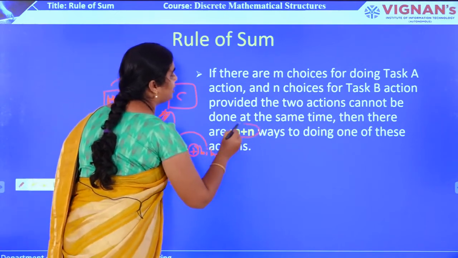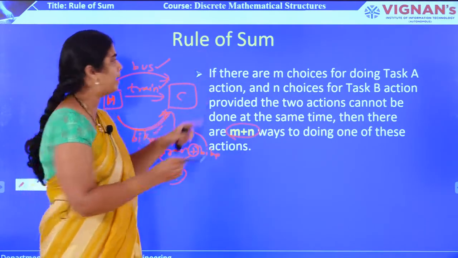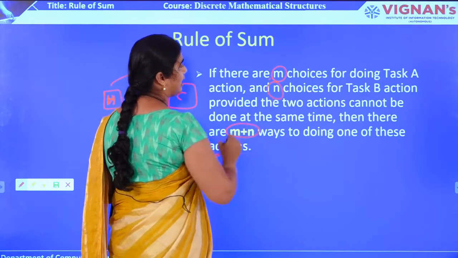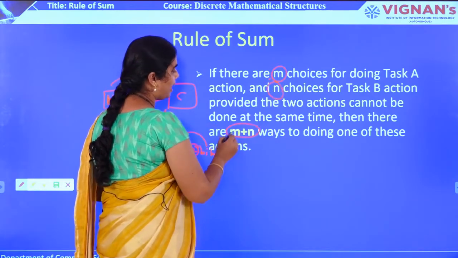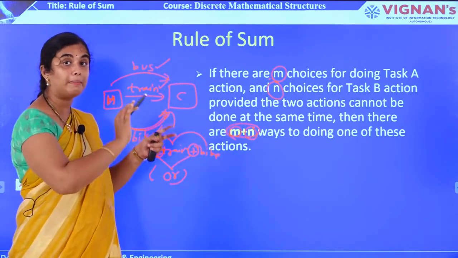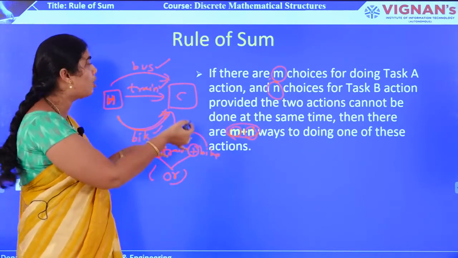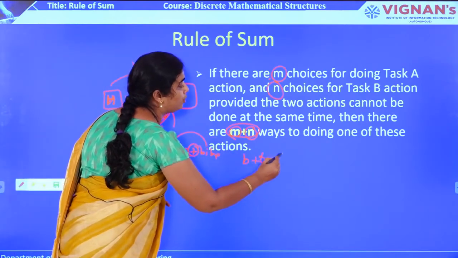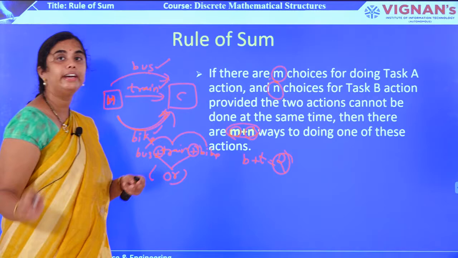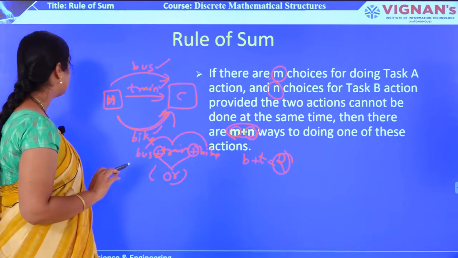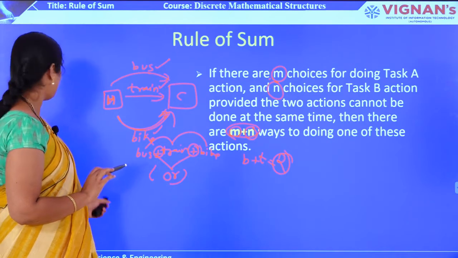That itself the definition says. Let's suppose M denotes bus, N denotes train. So you can adopt either M or N in order to come. So the number of choices, if you see, how much will it be? Bus plus train, that is equal to 2 choices you have in order to come to college from your home. This is the rule of sum.